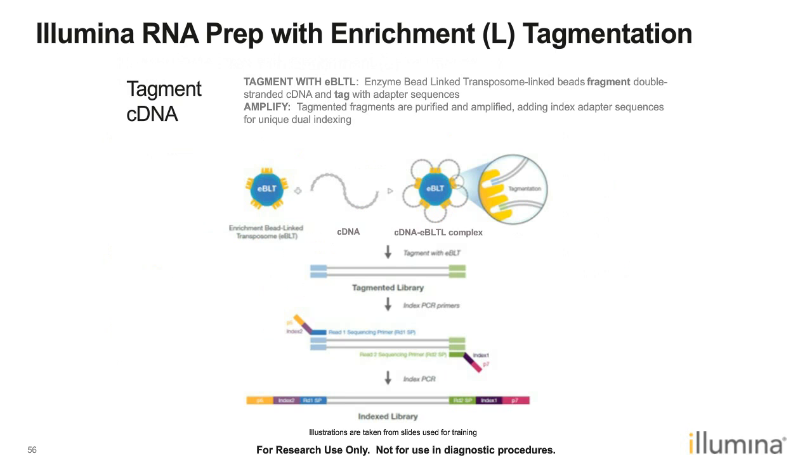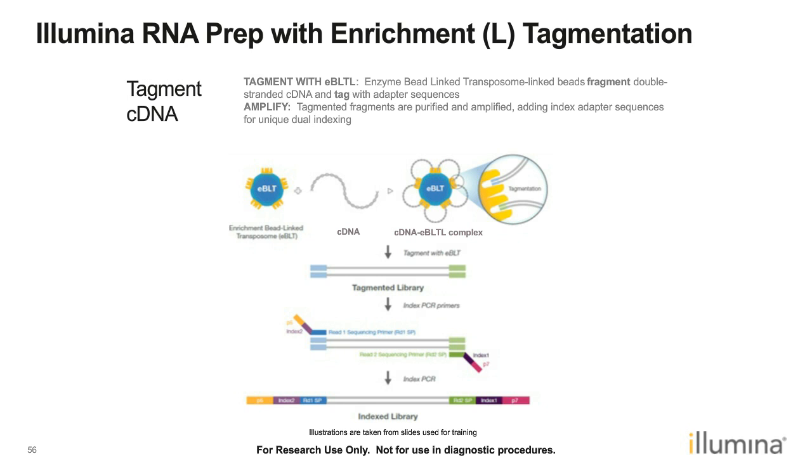Illumina RNA prep with enrichment tagmentation utilizes eBLTL beads. This is the name of the beads, which are different from BLT beads. So those of you using Nextera are probably familiar with BLT beads. These beads are used specifically to tagment double-stranded cDNA and tag them with the adapter sequences.